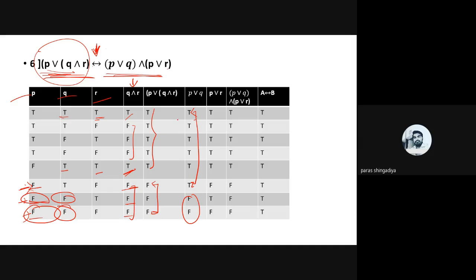And then P or R, so compare the first and third columns, P or R. So check the output: in the 6th row and the last row, both places are false. So write F and replace the remaining ones with T. That is an easy way to get this answer very speedily.